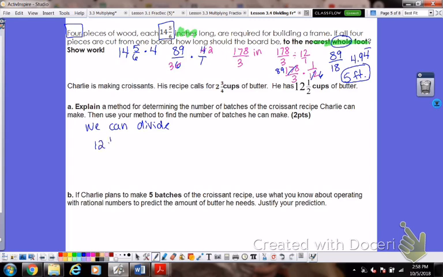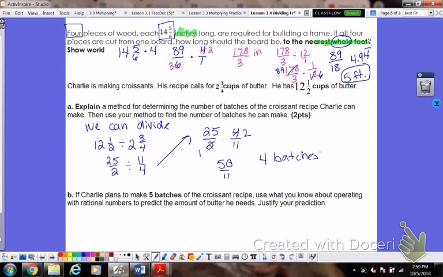So 12.5 divided by 2 3/4. Again, change into mixed numbers. 25 halves divided by 11/4. I'm going to pop up here. 25 halves times 4 11ths. We're going to reduce. 50 over 11. We can't quite make 5 batches. 11 doesn't go into 50 quite enough times for 5. So our final answer would be 4 batches. Can't make part of a batch, so you had to have that whole 11.